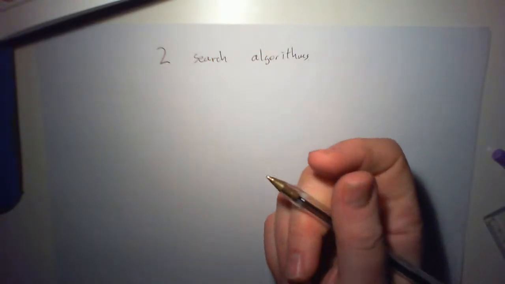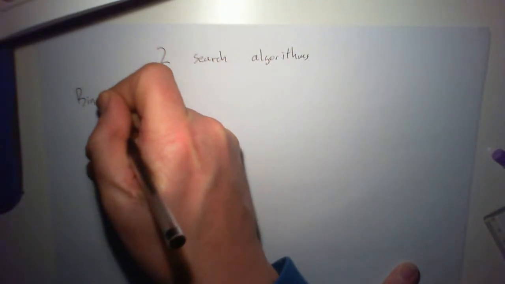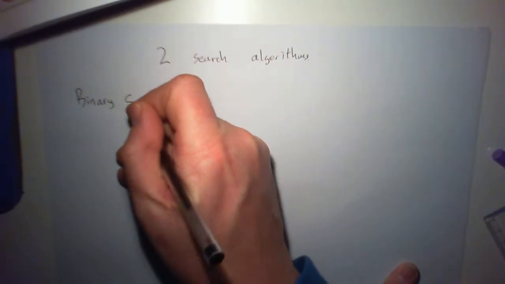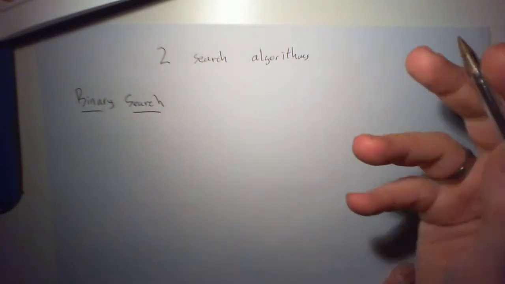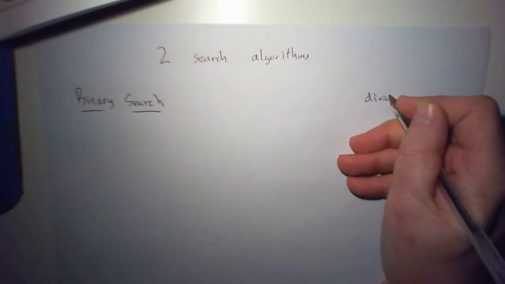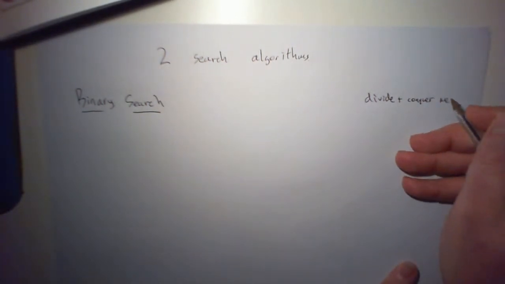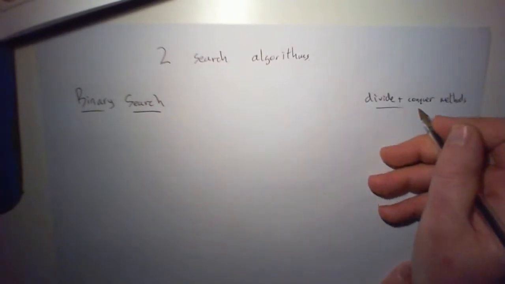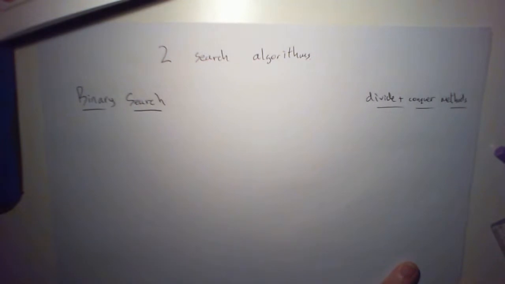The first one we're going to have a look at is what's called a binary search. It is the most simple one, sometimes called the divide and conquer method. It's been around for eons. Not the actual coding of this, but the concept of it.